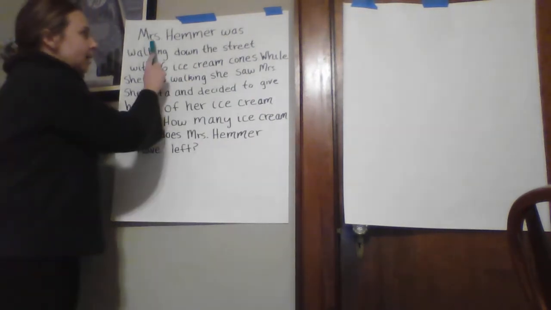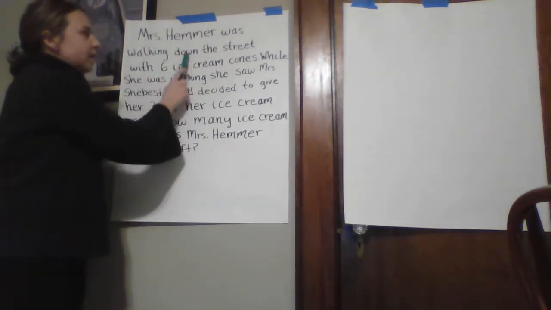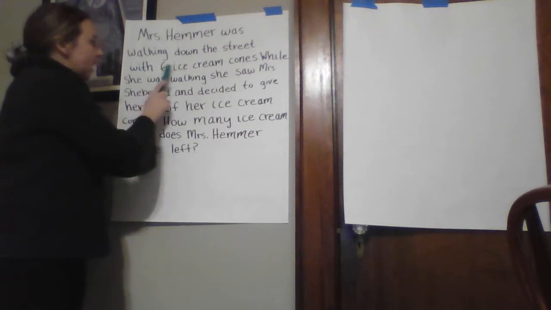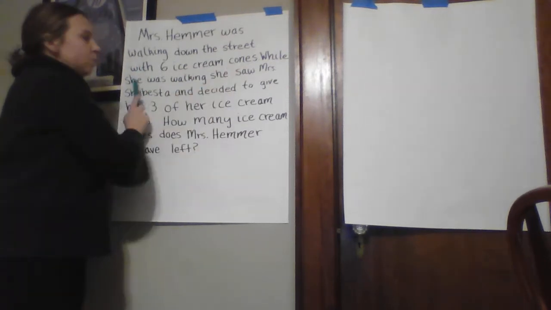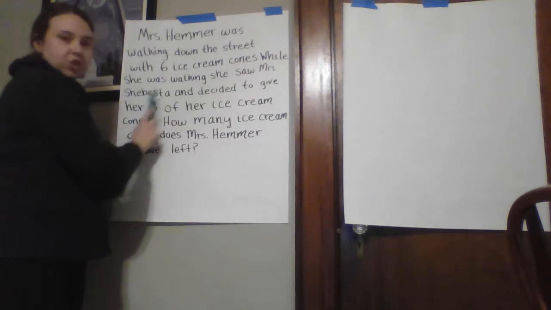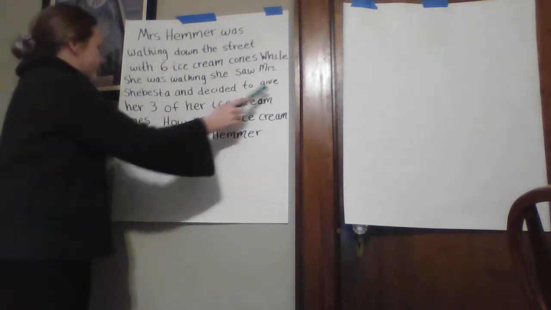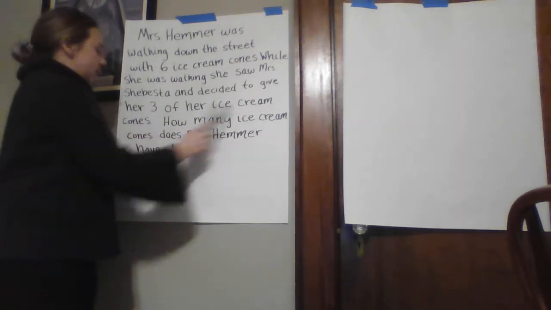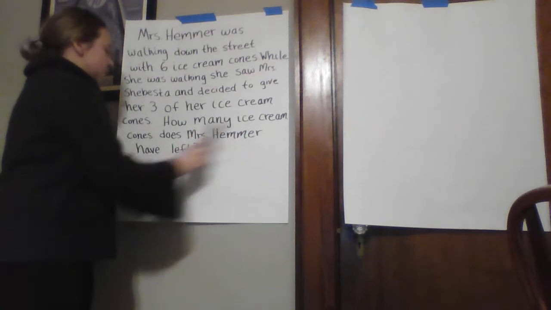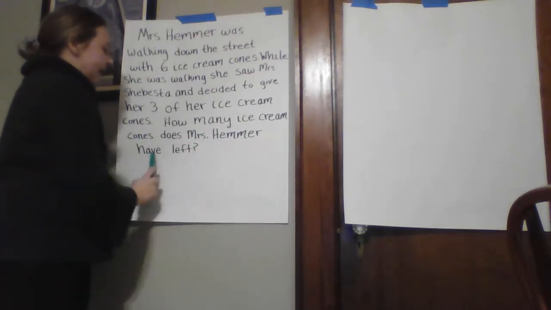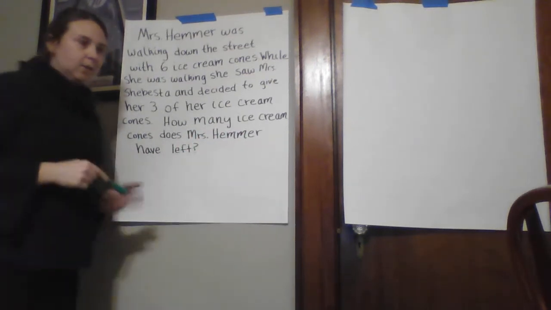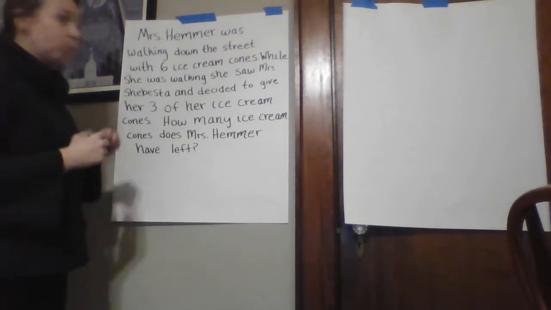Mrs. Hemmer was walking down the street with 6 ice cream cones. While she was walking, she saw Mrs. Shabesta and decided to give her 3 of her ice cream cones. How many ice cream cones does Mrs. Hemmer have left?